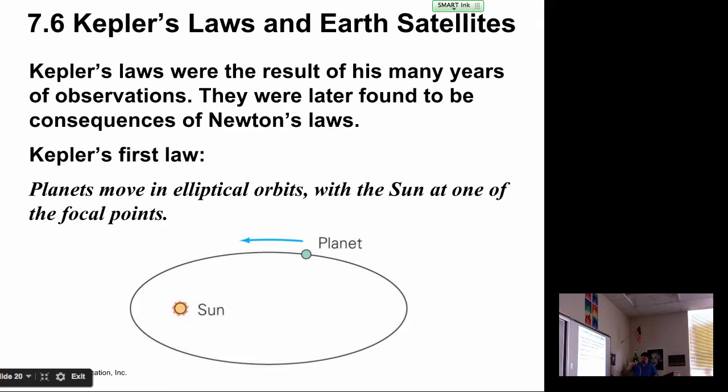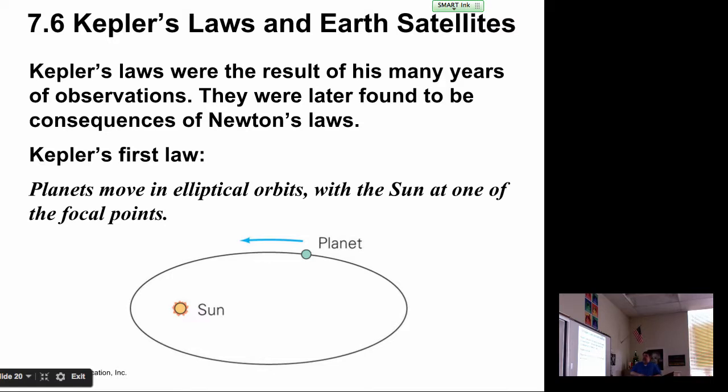Kepler's laws are a result of many years of observation. So Kepler just watched the planets, and it's kind of complicated to calculate, but really you wake up one night and you say, this planet is here, and you wake up the next night and you go, oh, the planet is here, and then the next night you go, the planet is here, and you start to see a pattern, and mathematically you make some calculations, and you notice the orbits. He had very good records, so many years of observation. And they were later found to be consequences of Newton's law.